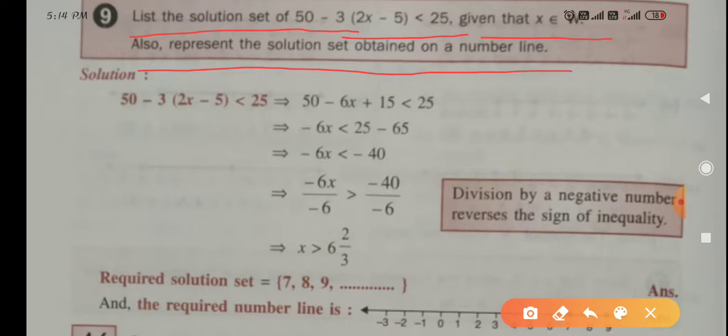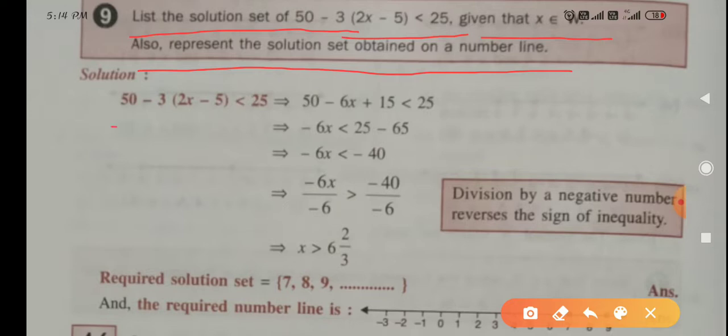So here the real number case is not there. You have to keep in mind, again and again I am saying, if the real number case is there, then the solution set you cannot make in roster form. If the real number case is not there, whole number case is there, natural number case is there, integer case is there, then you can make the solution set in roster form. Next, if the rational number case is there, then also you cannot make the solution set in roster form.